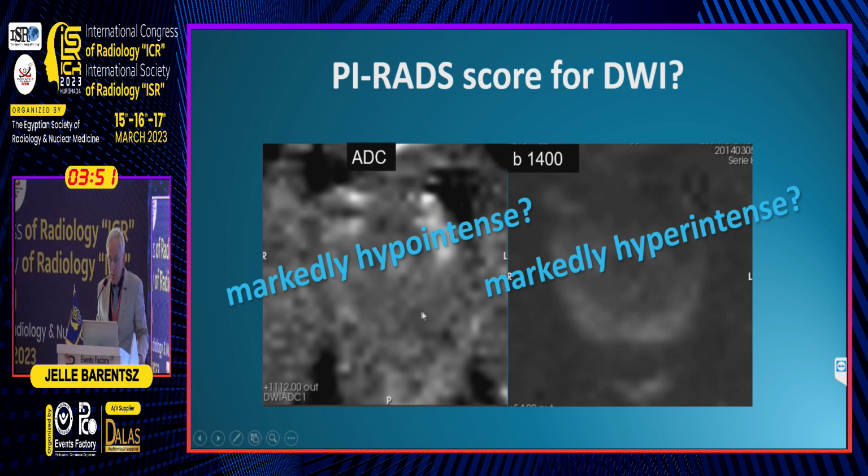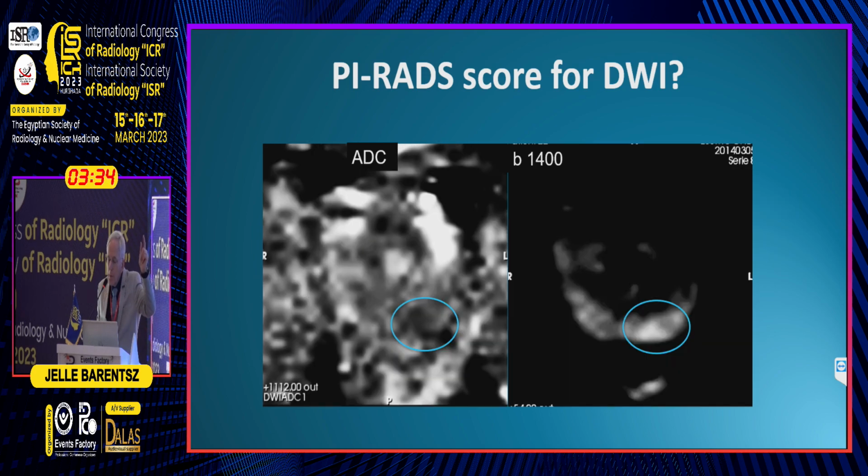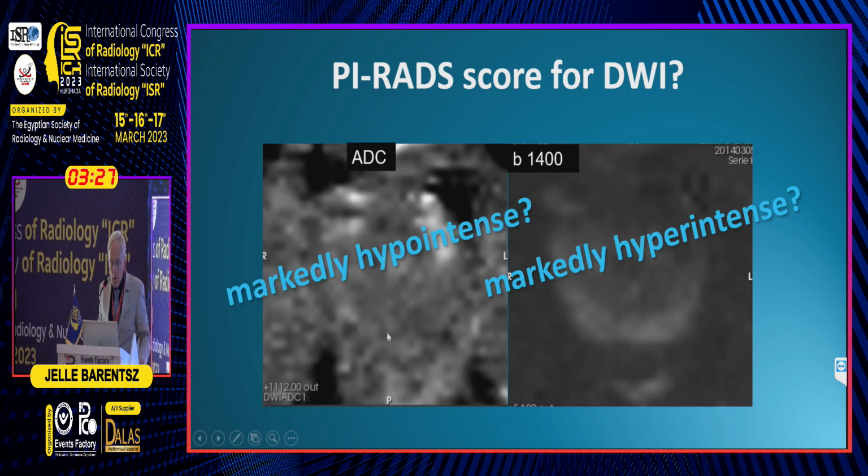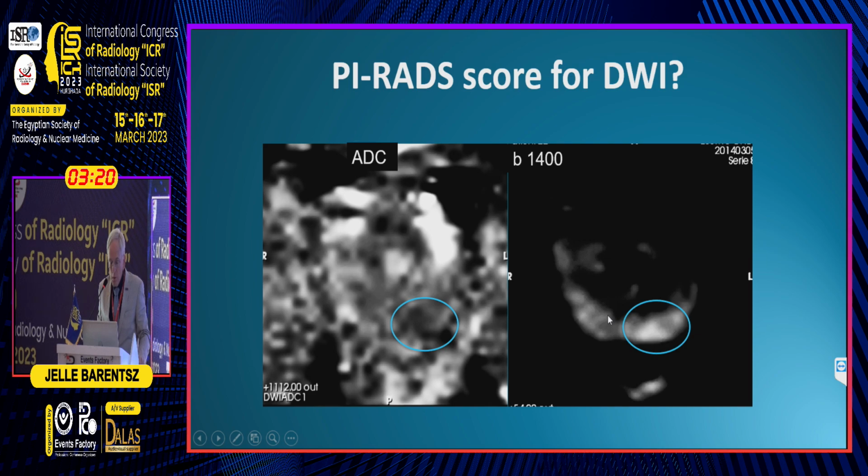Quantification of diffusion. What is markedly hypointense? What is markedly hyperintense? Well, you don't see a lesion on the ADC and on the B1400, do you? However, if I play a little bit with the window and center, you see the following thing. Whoop, there it is. A black hole and a white area. So, instead of nothing, PI-RADS 1, it now becomes a PI-RADS 4. How can I solve this issue?